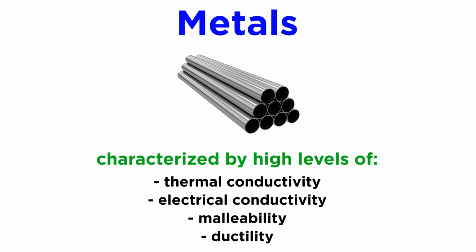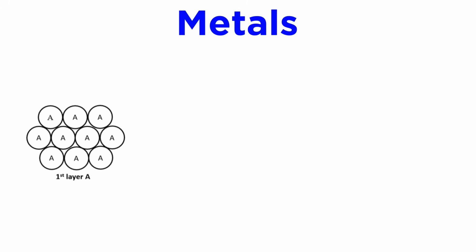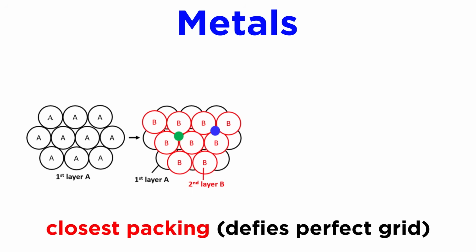Metals are characterized by their high thermal and electrical conductivity, malleability, and ductility. This is due to the non-directional covalent bonding found in metallic crystals and the delocalized valence electrons distributed around the entire lattice. The atoms themselves can be packed together in different ways. The most efficient packing is called closest packing. This is where the atoms are as close together as possible, so they do not form a perfect grid. Each layer sits in the grooves or dimples between the atoms of the adjacent layer.